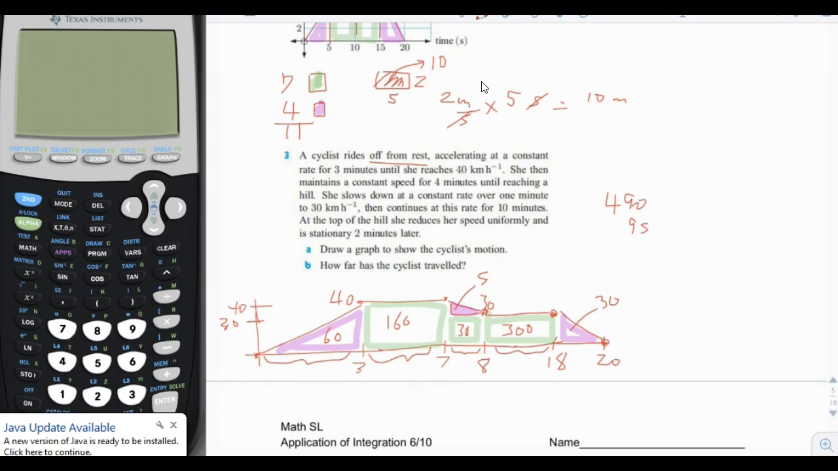And then we can add those two together to get the total area. That'd be 585. So he traveled 585 kilometers.